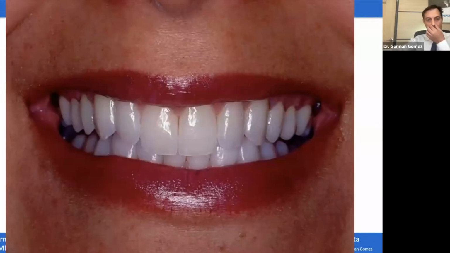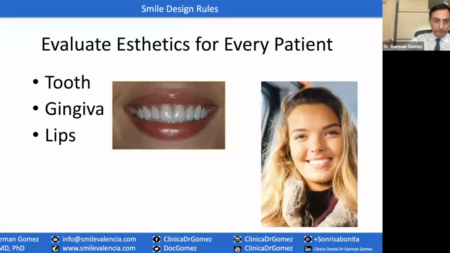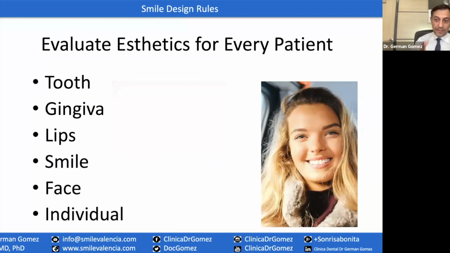Good. So what are we looking at when we look at a smile? Well, a lot of different things, okay? A lot. I will talk about most of them in this webinar. Good. Evaluate aesthetics for every patient. First, tooth, gingiva, lips. This is one sector. Then smile, face, and then the individual.